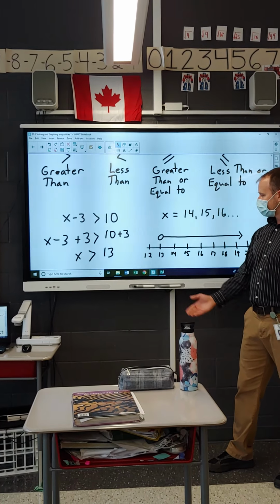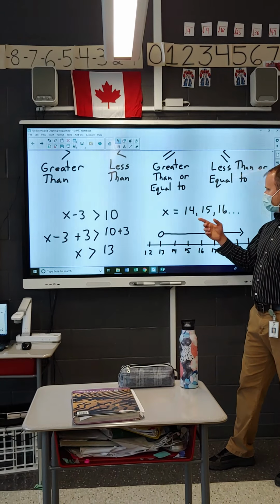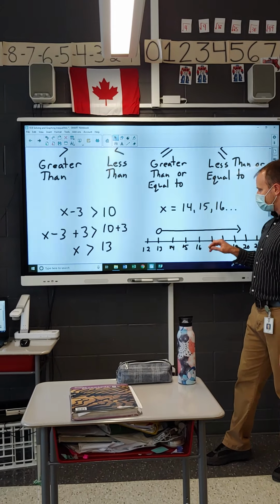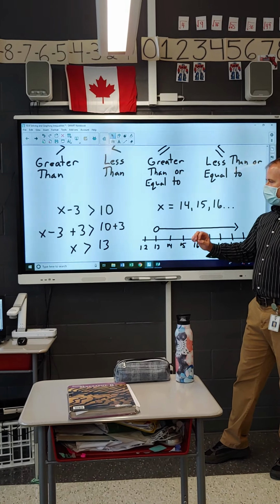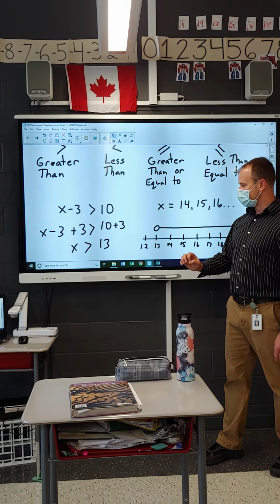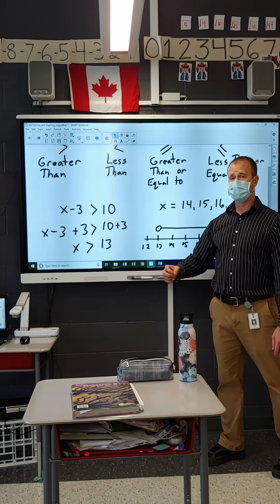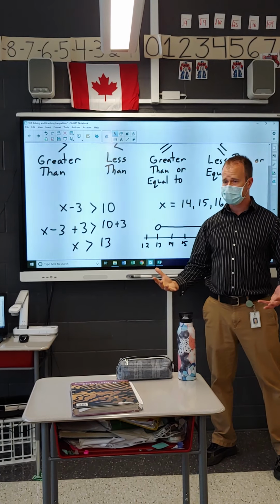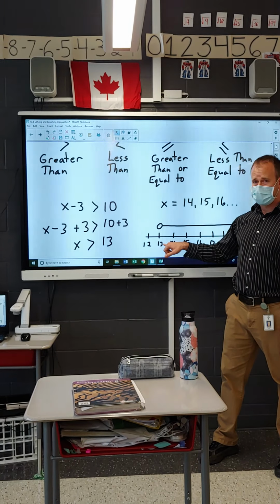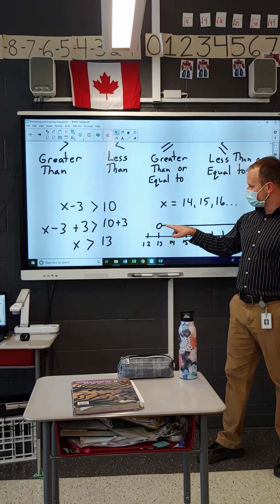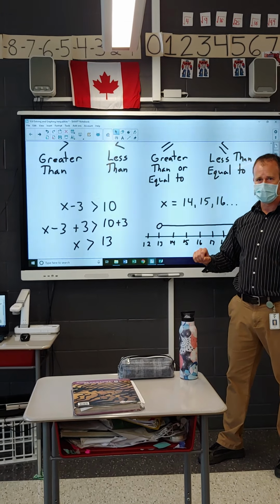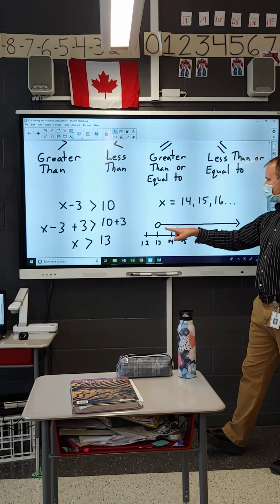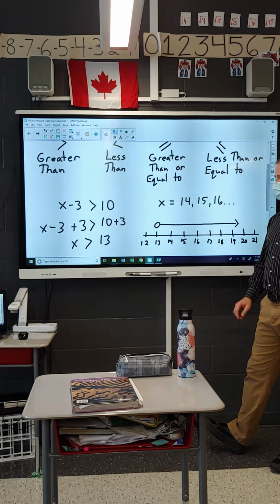And then to graph these, you just make a number line. Because we're saying x is going to be numbers bigger than 13, I started my number line at 12 and then just went along. And remember, x can be any number bigger than 13, so even 13.00001, that's still bigger than 13. 13 itself can't be included though. So to show that, we put an open dot over the 13 to say it's not 13 itself, but everything bigger than 13. And then just a line moving forwards.